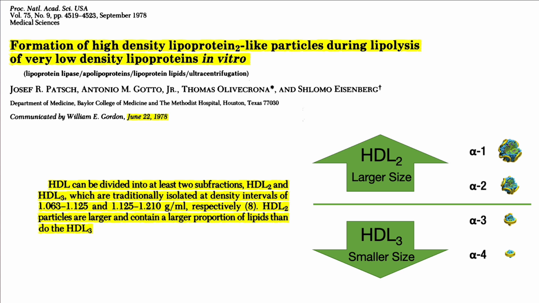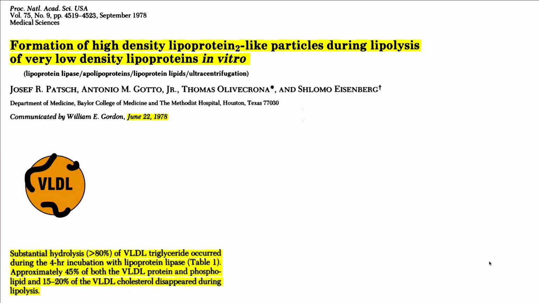HDL2 is the larger size. It includes the alpha 1 and alpha 2 types. And you'll see that HDL3 is the smaller size. This is actually closer to how they start out. They start out closer to an A3 or an A4. So this is what they did.